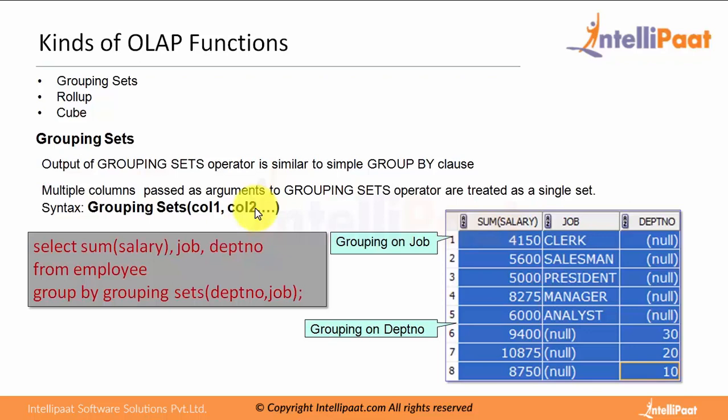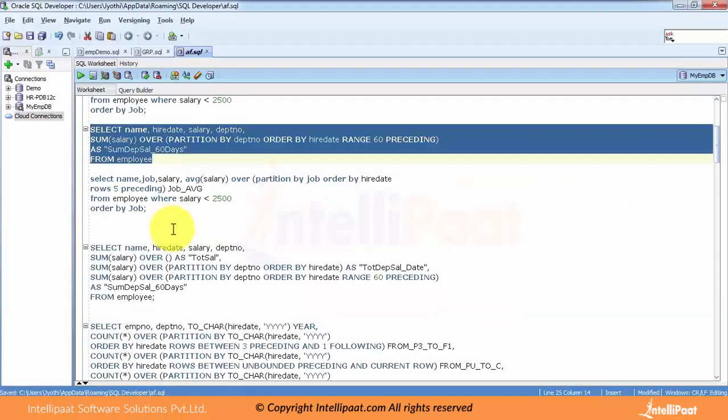How am I doing it? Simply, I am writing select sum of salary, job, department number from EMP, group by, and since you want to group them, you are using grouping sets, department number, comma, job. Then, what is the output you are getting? I'll show you the same thing using this.